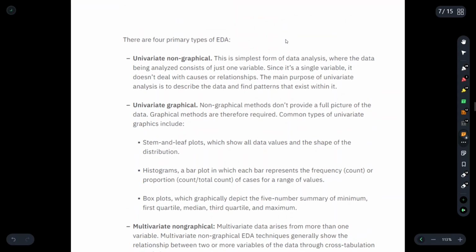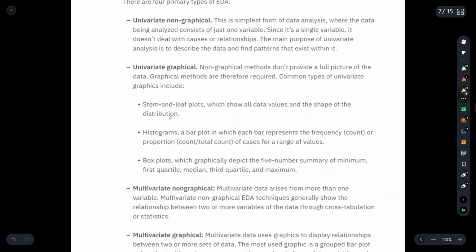This is the simplest form of data analysis, where the data being analyzed is of a single variable. So you can just write out the things. Non-graphical methods don't provide a full picture of the data. Graphical methods are therefore required. Stem and leaf plots, histograms, box plots. These are the types of univariate graphical.